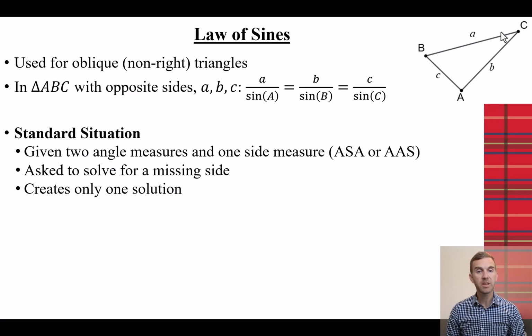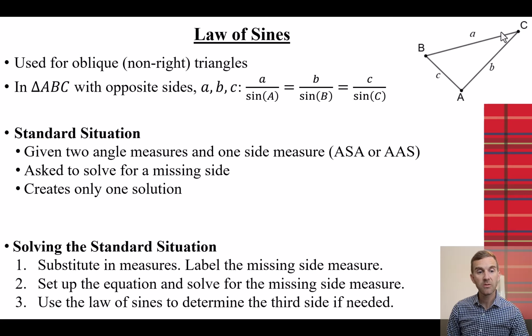And typically what will be given is two angle measures and one side, whether that's angle-side-angle or angle-angle-side. And here's the thing to remember: if you have two angles, you have all three because you know they have to sum to 180 degrees. What we'll do then is solve for the missing side, and that's typically what the law of sines is used for. You have two angle measures, and you're solving for a missing side. When this happens, that creates only one solution, and that's important because we're going to be talking about some ambiguous cases in a minute.